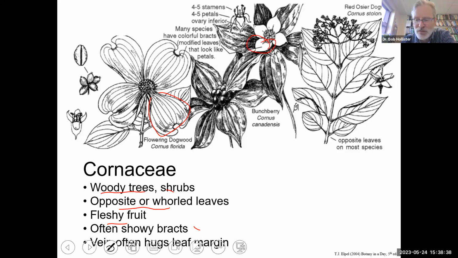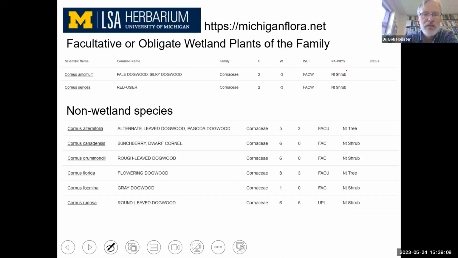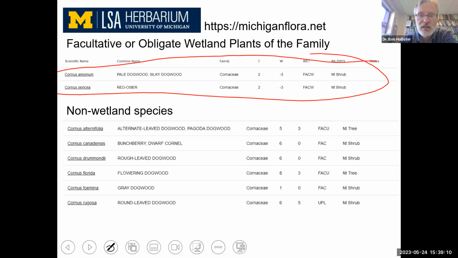But the easy thing with them, to me at least, it's super easy, is these veins hug the leaf margin. And that's just unusual. Typically a typical leaf would have a midvein, then you just kind of go out. Whereas these ones go out and they kind of hug the margin quite a bit. I'm exaggerating, obviously, but that's an unusual pattern. There's only 2 species that are in wetlands, but those ones are all over.